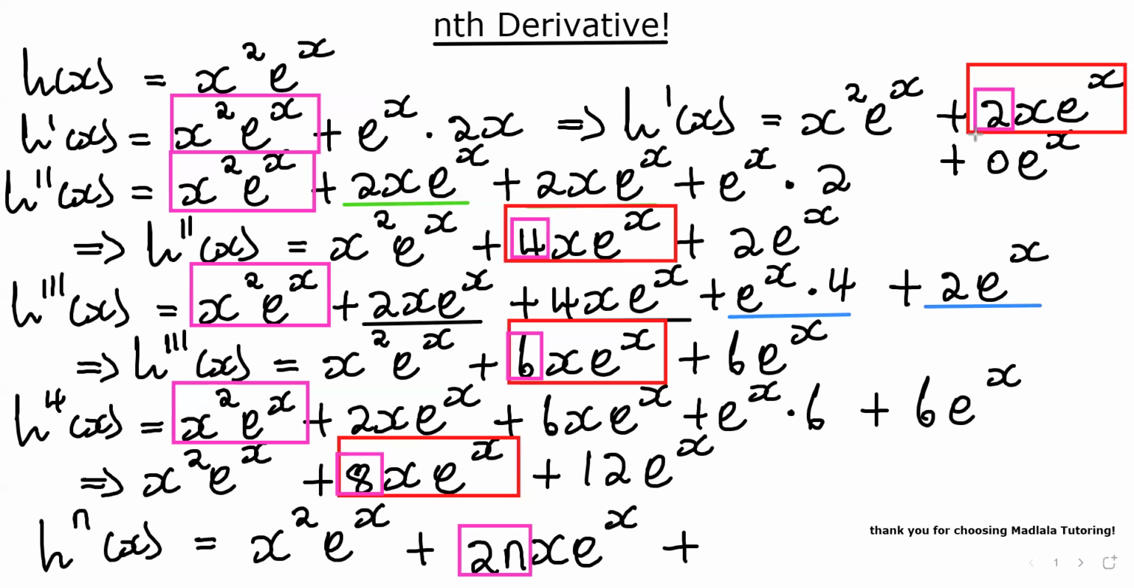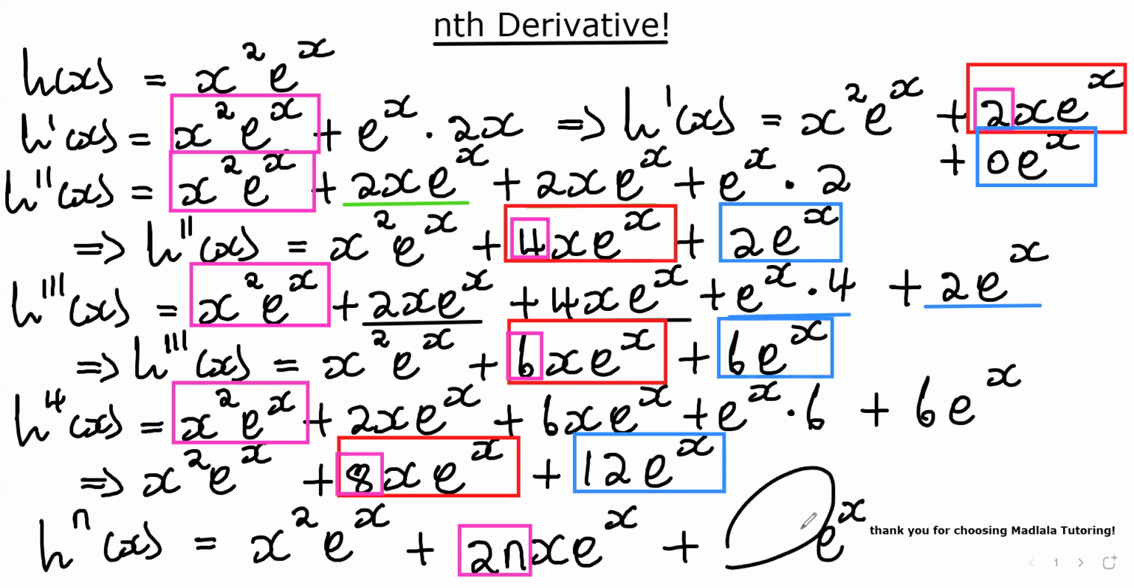Because for the last term on the first derivative, we have 0e to the x. On the last term of the second derivative, we have 2e to the x. On the third derivative, 6. On the fourth derivative, 12. But the most important thing we realize is all of them have e to the x, right? It's just a matter of what is the coefficient of e to the x.